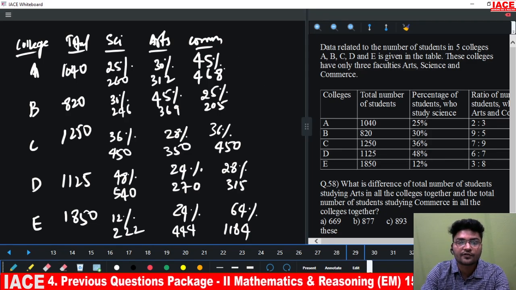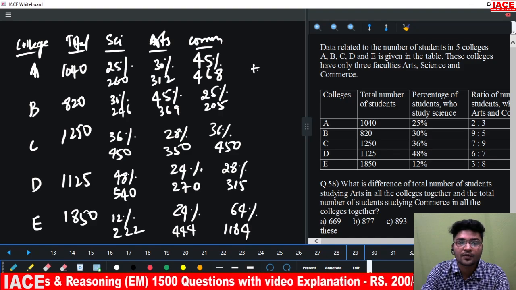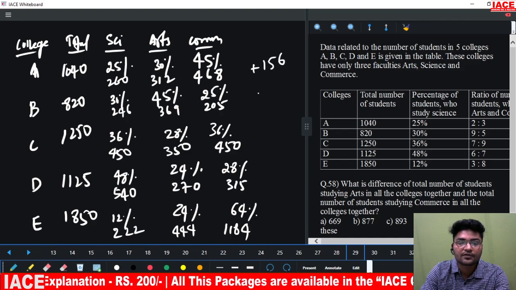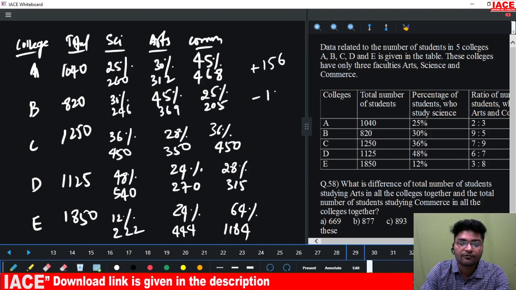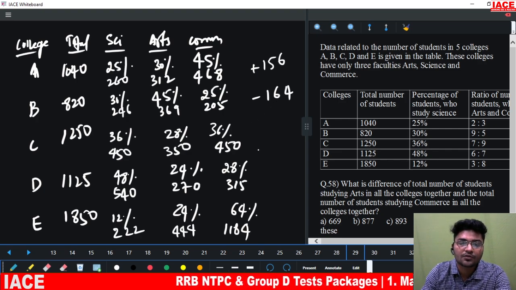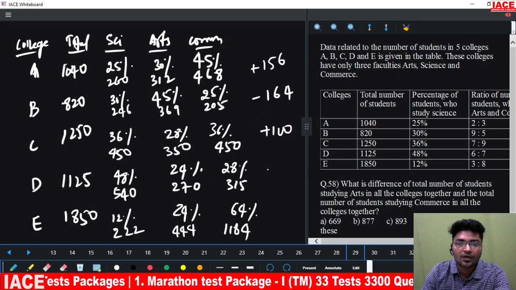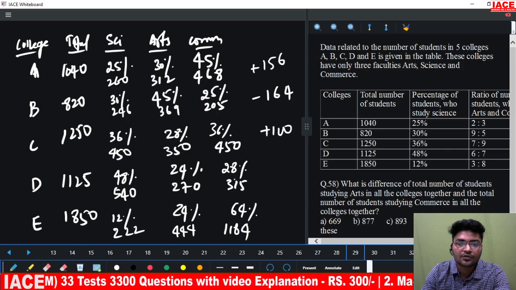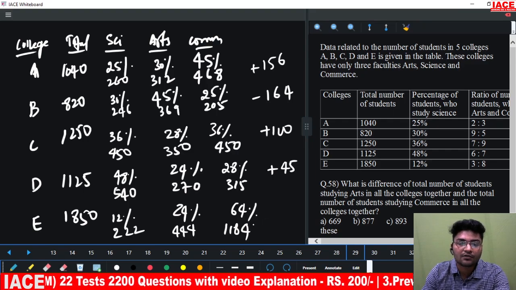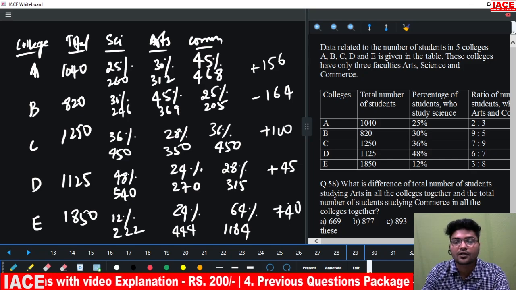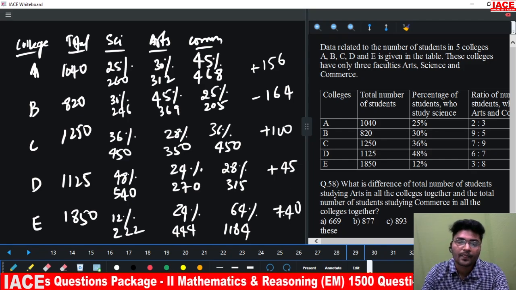So what is the difference here? This difference comes out to be plus 156. This difference comes out to be minus 164. And this difference comes out to be plus 100. College D, the difference of 270 and 315 comes out to be plus 45. And last, 1184 and 444, this difference comes out to be 740.